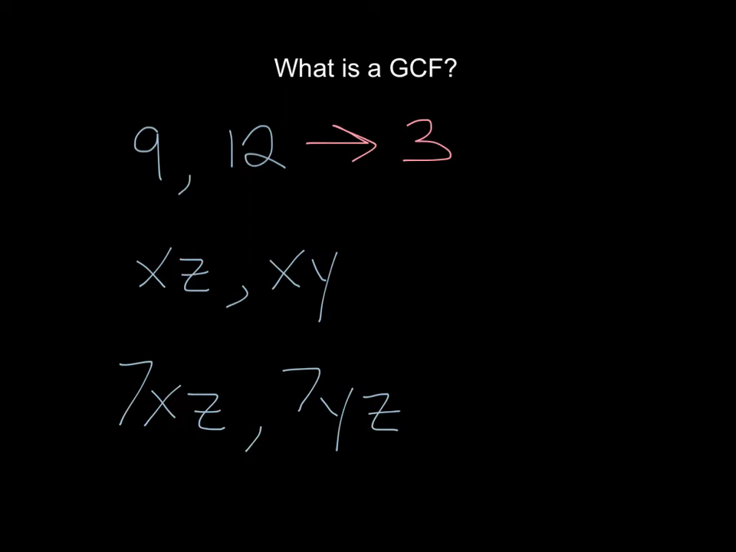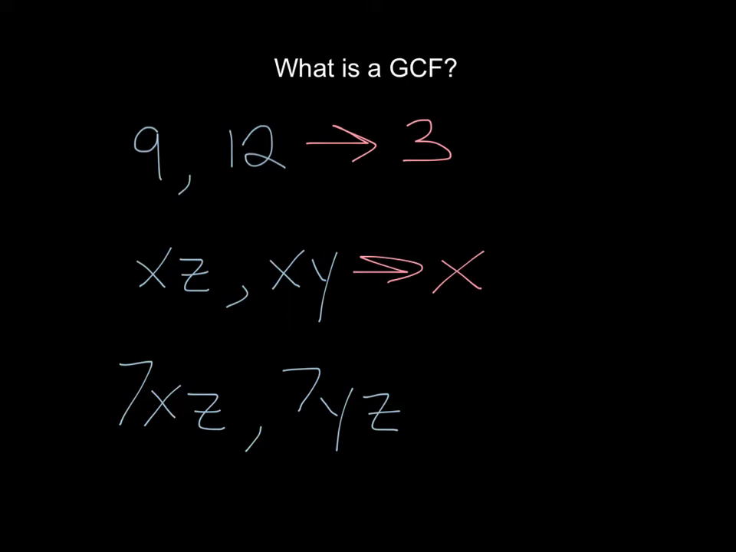Okay, but again, it doesn't have to just be numbers. We can also involve variables. So if we're looking at this next one, this is an xz and this is an xy. So what's the biggest number? In this case, our number will be a variable. So what's the biggest variable that both of these terms share? Okay, and so in this case, it would be an x.